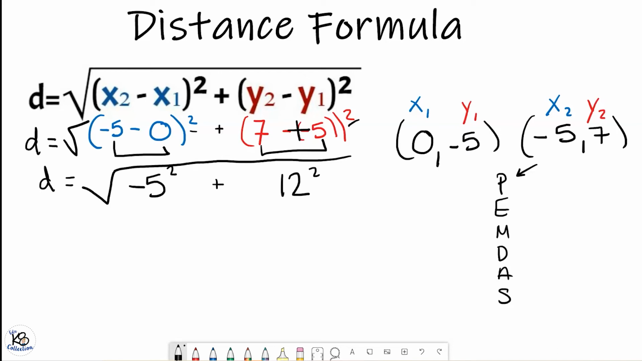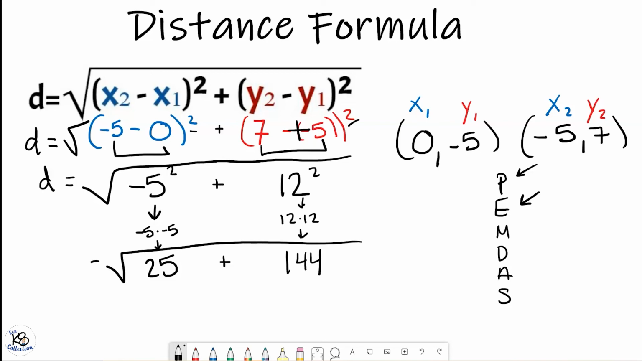Okay, now that I dealt with P from PEMDAS, parentheses, the next one is E, exponents. So I'm going to apply the exponents. Each case here, which would be -5 squared, or in other words, -5 times -5 is just 25. And I'm going to add that to 12 squared, again, which is 12 times 12, which is 144. And my square root is still here, equals distance.